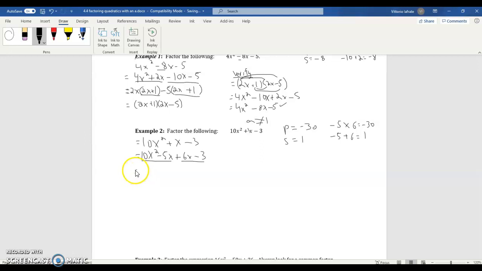In our first group, our greatest common factor looks like it's going to be the 5x. And so we can divide each term by 5x. So 10x squared divided by 5x is 2x. And then minus 5x divided by 5x is minus 1. And we're going to continue this in the next part of the video.